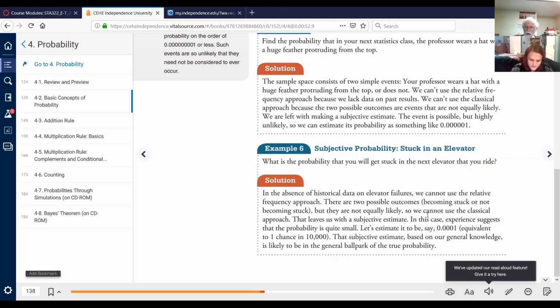But they're not equally likely. So we have to make an estimate, and that just depends on our own biases. So when you see people making a lot of predictions, you need to know whether they're basing it on data.